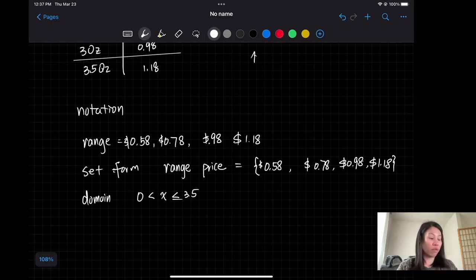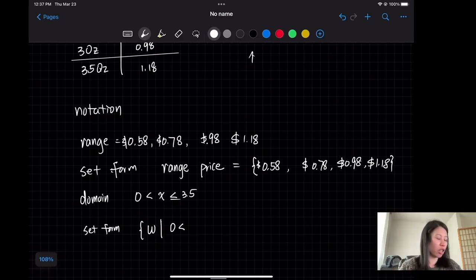All right. So if I want to write it in set form, this is going to be what? The weight, I'm going to use the letter W, equals in between 0, not including 0, so that's why it's less than, because if the weight is equal to 0, that means nothing, they're not going to charge you. Then W is less than or equal to 3.5 pounds. So this is written in set form. This is called set builder notation.